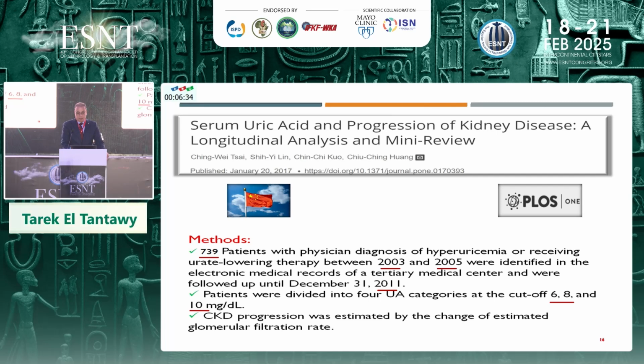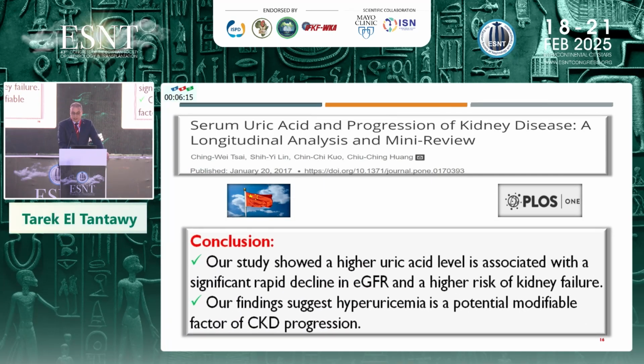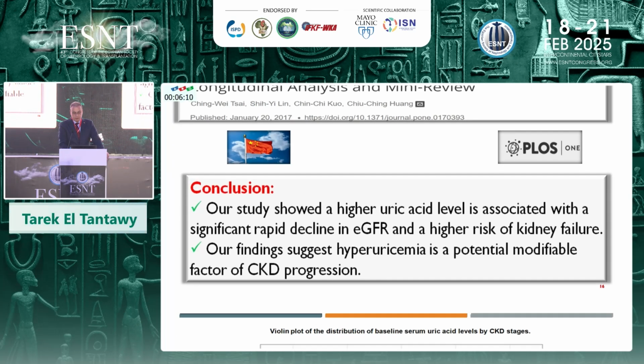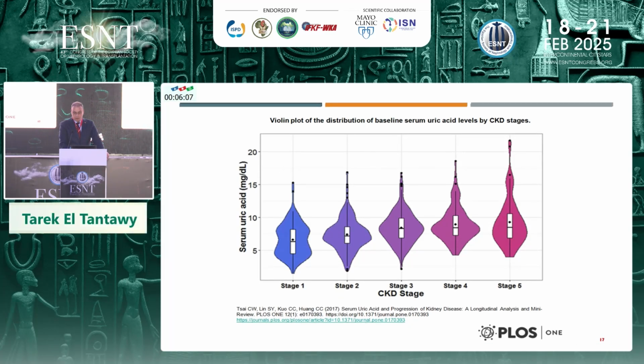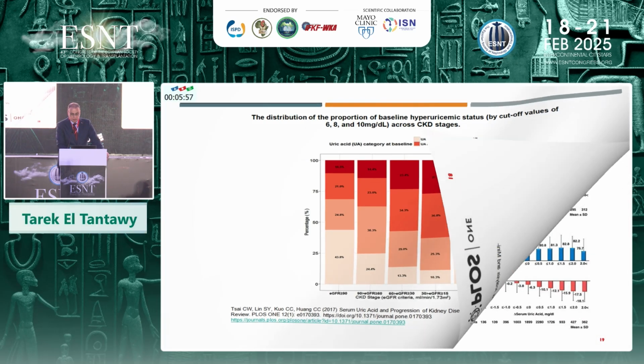This is a longitudinal analysis and meta-analysis review from China, including around 700 patients. The patients were divided into 4 uric acid categories with cutoffs of 6, 8, and 10. Their study showed a higher uric acid level is associated with a significantly rapid decline in estimated GFR and higher risk of kidney failure. And this is the violin plot of the distribution of baseline serum uric acid level by CKD stages, and this is the distribution of the proportion of baseline hyperuricemia status.